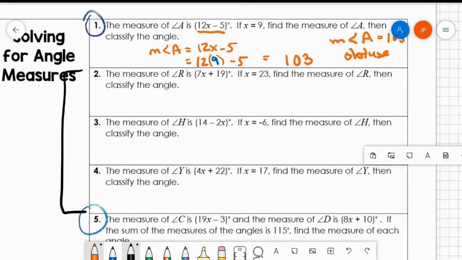So take a second. You guys are going to do questions 2, 3, and 4, which are very similar to that one.